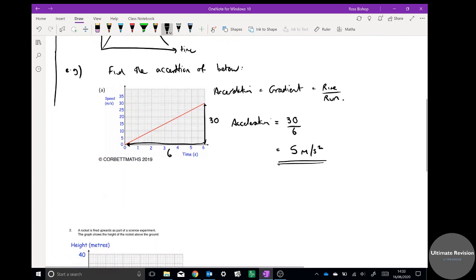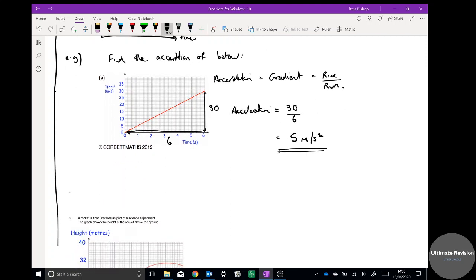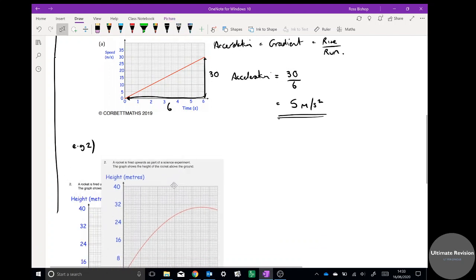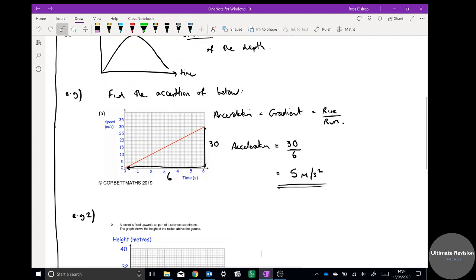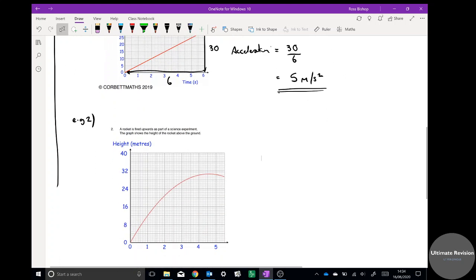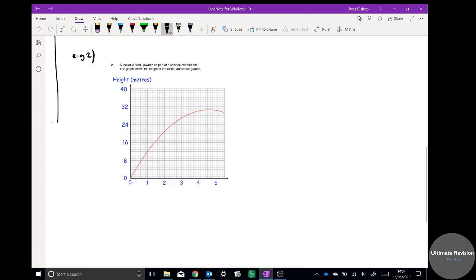Right, let's have a look at example 2, which is slightly more realistic. In reality, you're unlikely to get a situation where there's a straight line of speed to time. It's more likely to be a variable rate, more likely to be curved like this. A rocket is fired upwards as part of a science experiment. The graph of the height of the rocket above ground is shown below. So it's getting higher and higher, it reaches a peak and then it goes down. There's a few questions I'm going to ask on this.